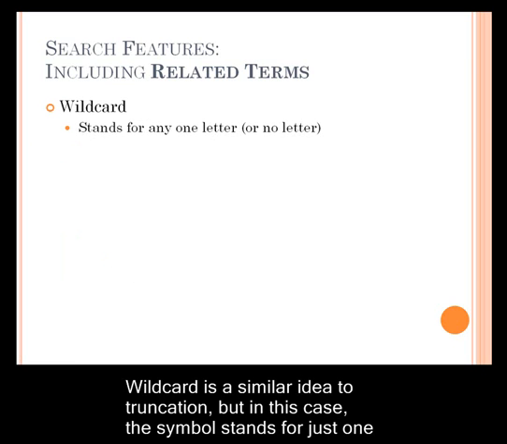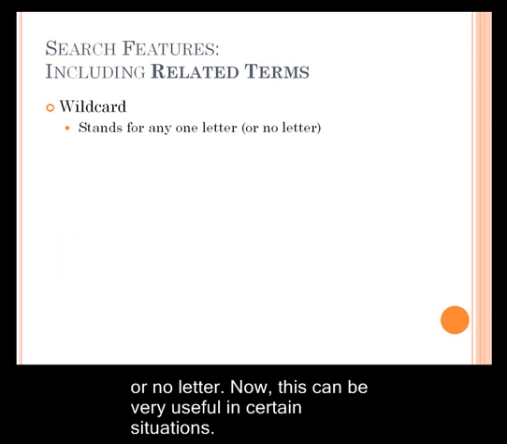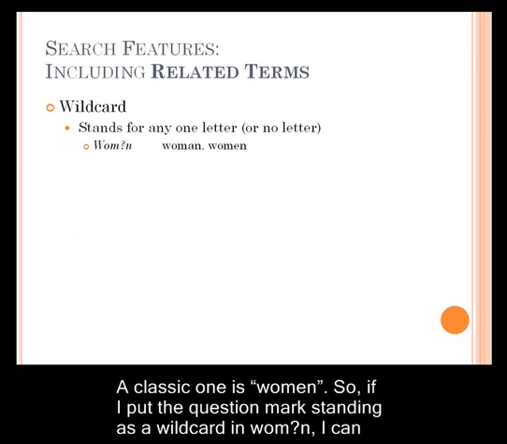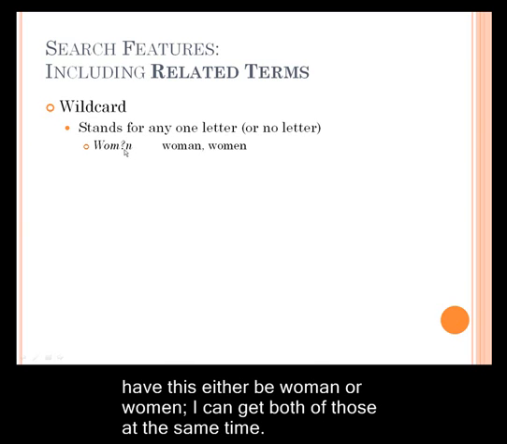Wildcard is a similar idea to truncation, but in this case the symbol stands for just one or no letter. Now this can be very useful in certain situations. A classic one is women. So if I put the question mark standing as a wildcard in women, I can have this be either woman or women. I can get both of those at the same time.